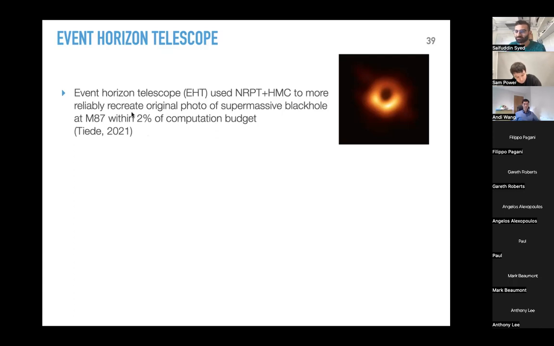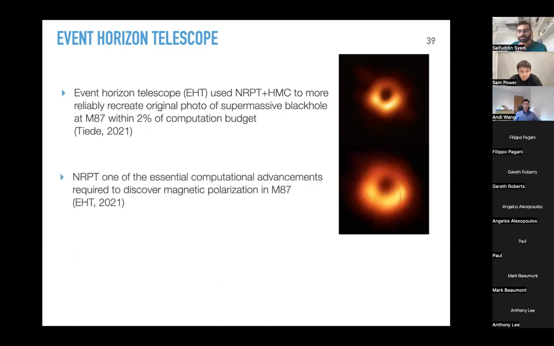But again, the more important thing was not that it was faster, but it was also more reliable. This is the computational advancement that actually facilitated the discovery of magnetic polarization in that photograph. This actually had the same data set and the same model that they had in 2019. This was not using new data, but because of the computational constraints that they had, they weren't able to tackle harder problems.